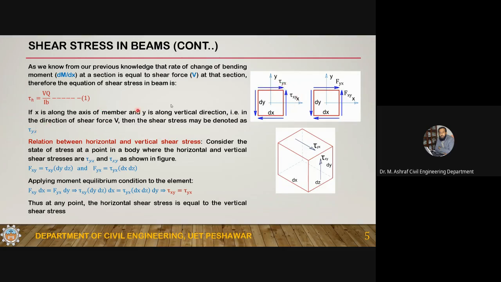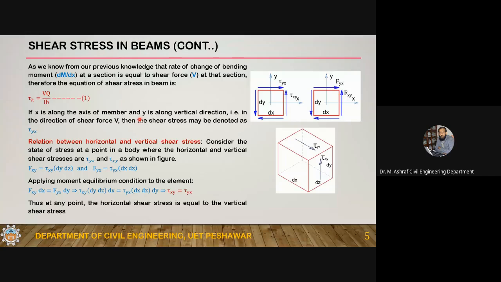So tau yx is Vy into Qz over Iz and Bz. This Q is calculated about the neutral axis, which is along the z axis. B is also along the z axis. So here you will have to take care, because the shear may be acting in a horizontal direction. Then you will have to calculate Q about Y. If V is Vy, then this should be Qz, this should be Iz, this should be Bz. If this is Vz, then this should be Qy, Iy, By.